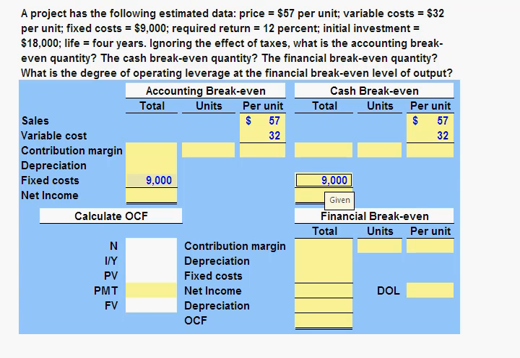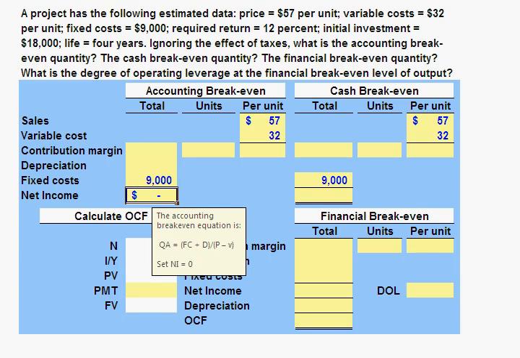What is the degree of operating leverage at the financial break-even level of output? Let's go ahead and calculate our accounting break-even. Recall that an accounting break-even occurs when our net income is zero, and we can work backwards up our contribution margin income statement to calculate the required contribution margin and our break-even quantity.